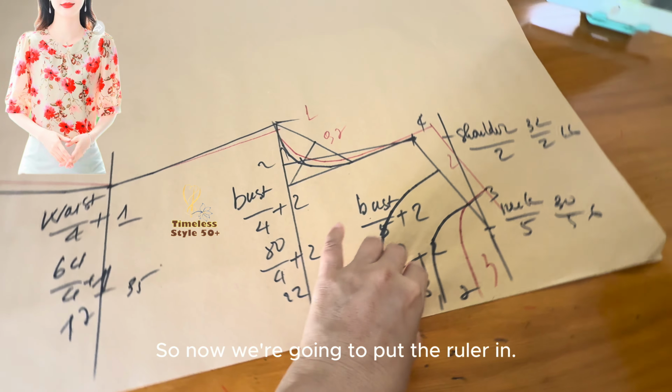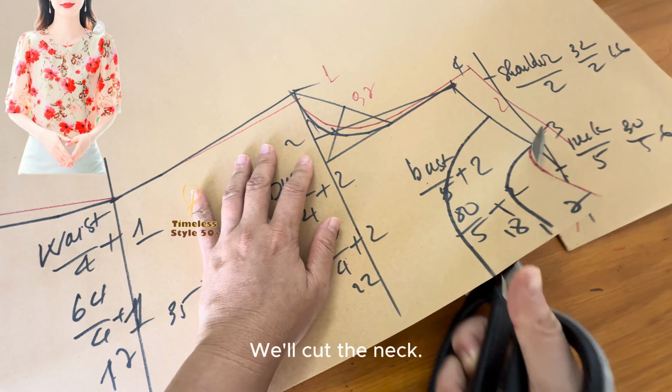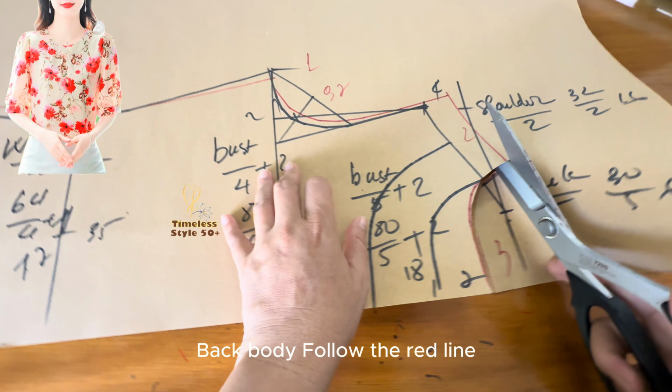So now we're going to put the ruler in. We'll cut the neck. Back body follows the red line.